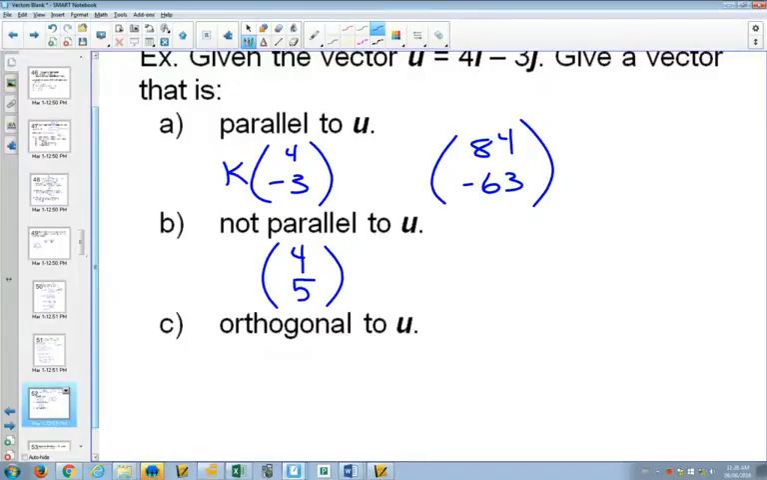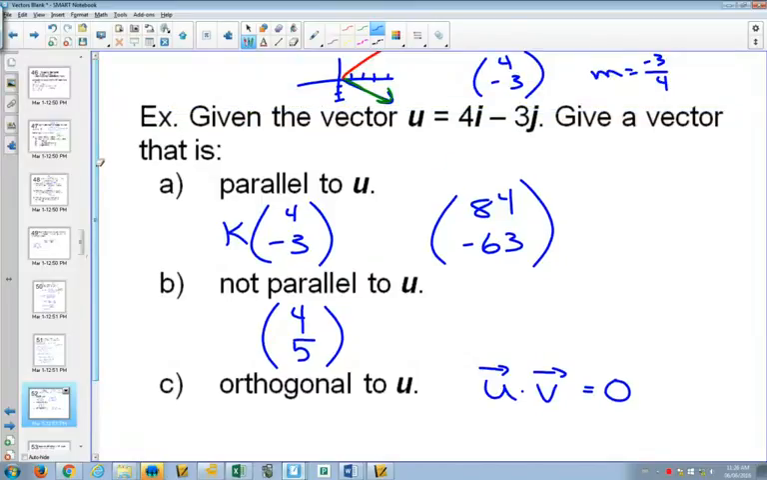Now to get something perpendicular or orthogonal to you, we know that the dot product would have to equal 0. In this case, we could also think about, well, what do you know about perpendicular slopes from the math you took in grade 10? If I wanted to find something perpendicular to the line that had a slope of negative 3 over 4, its slope would be 4 over 3, right? We used to say the negative reciprocal, but you flip it and make it negative, right?